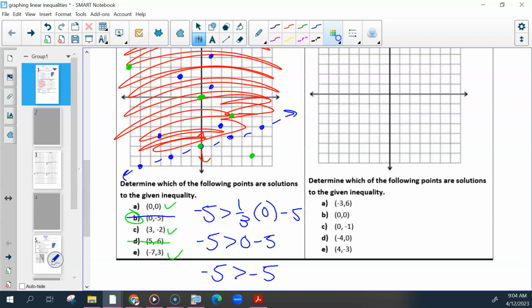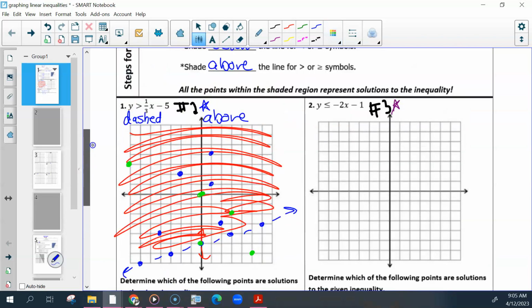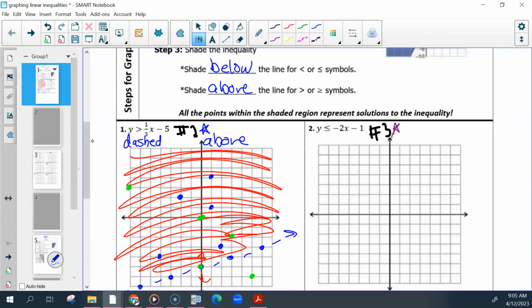So as long as it falls in the shaded area, it's a solution. If it doesn't, it is not. So you could pick a bunch. Everyone could pick a different one, and everyone would still be right, as long as it falls in there. Questions on how to graph or how to find the solutions? We're going to skip 2 and go on to the next page.